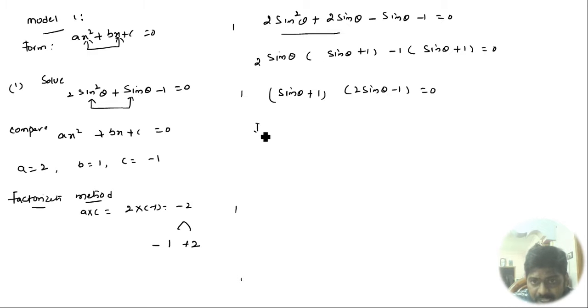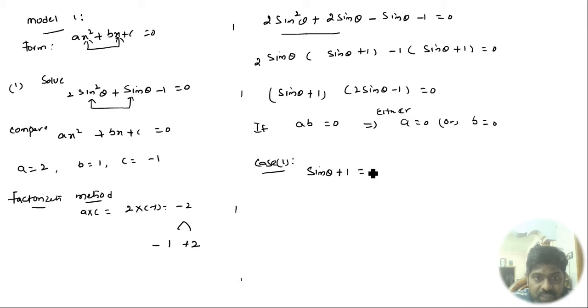That is, if AB equal to 0, then either A equal to 0 or B equal to 0. That is the first one, case 1. What is case 1? Sin theta plus 1 equal to 0. Then sin theta equal to minus 1. When does sin become minus?